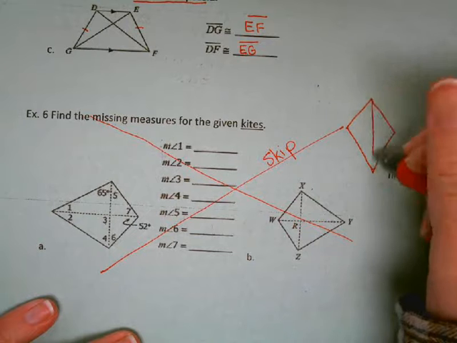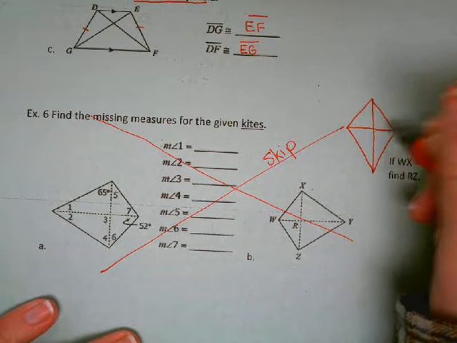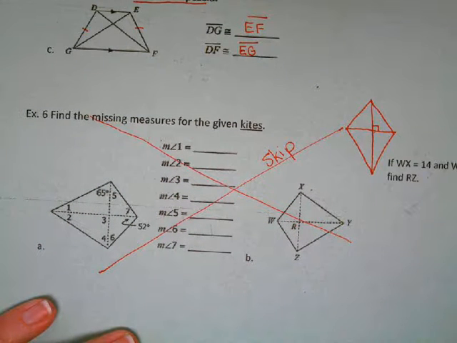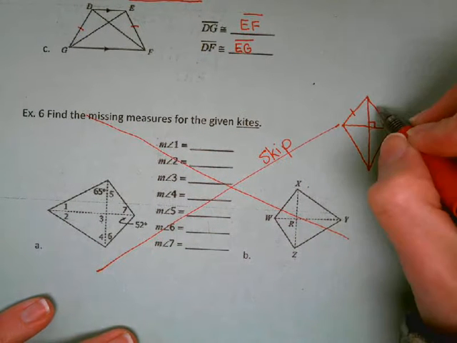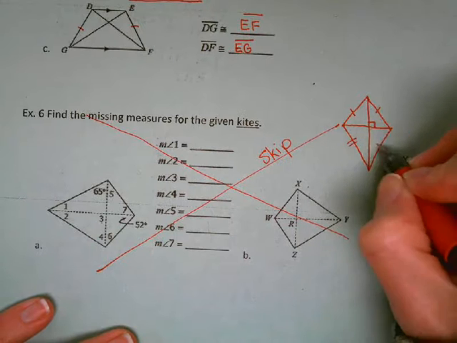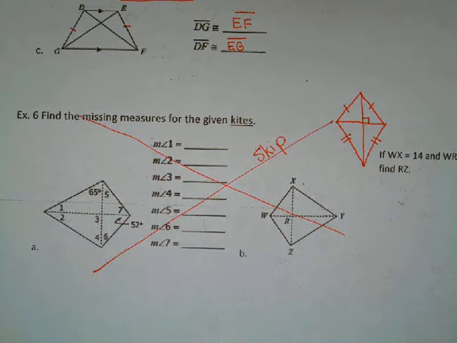In general, this is just some information about kites. The diagonals of a kite are perpendicular. This side is congruent to this side, and this side is congruent to that side. We don't have any parallel lines, so it's not a parallelogram, which is why it didn't fall in any of our other categories. It's its own unique shape.